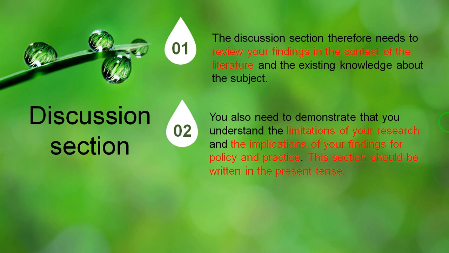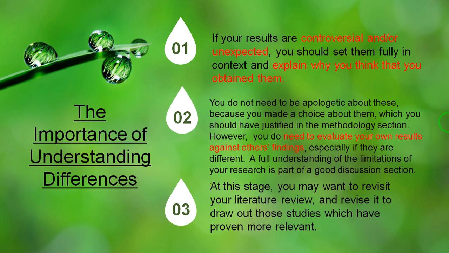You also need to demonstrate that you understand the limitations of your research and the implications. If your results are controversial and or unexpected, you should set them fully in context. You do not need to be apologetic about these because you made a choice about them, which you should have justified in the methodology section. At this stage, you may want to revisit your literature review.